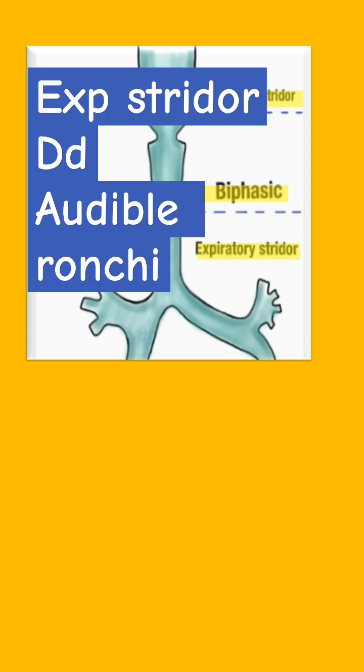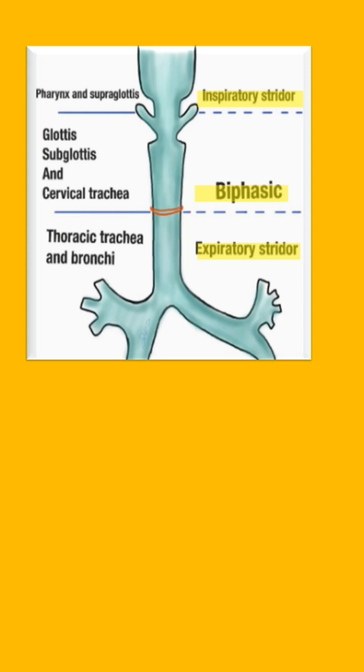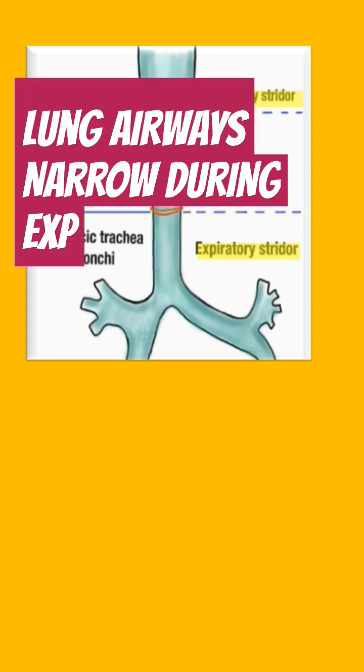Expiratory stridor has to be differentiated from audible bronchi, and it occurs in expiration in these situations because the lung is being forced out during expiration, and as the air exits from the lungs in the thorax with great velocity, there is narrowing of the airways also in expiration, so the obstruction gets compounded.